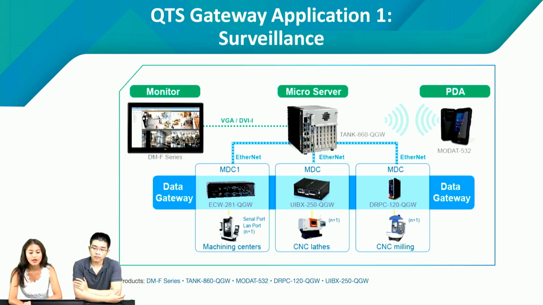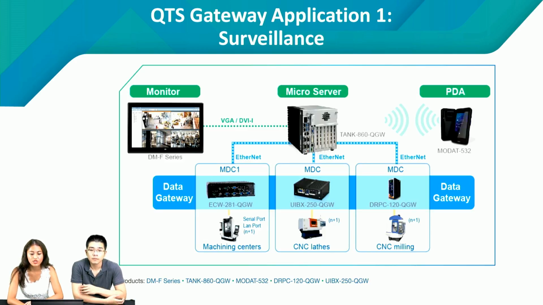In practice, I'm going to show you 2 applications. The hardware equipment is required to support QTS Gateway. First, I'm going to tell you about the surveillance. The middle computer in the green area, which you can see is the Tank 860 QGW, is the host computer. It is like a human brain, collecting all the information from different machines in the blue area. I'm going to tell you about each of them later.